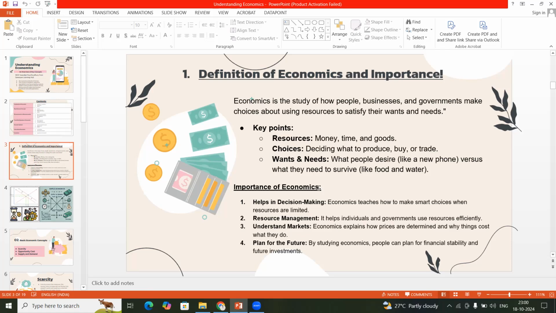So what are the main resources of an economy? Money, time, and goods. Why is money important? Because with the help of money we can buy goods from the market. And also when I am buying something from the seller, the money will be the income of that particular seller. So that's why the generation of money within the economy is very important.